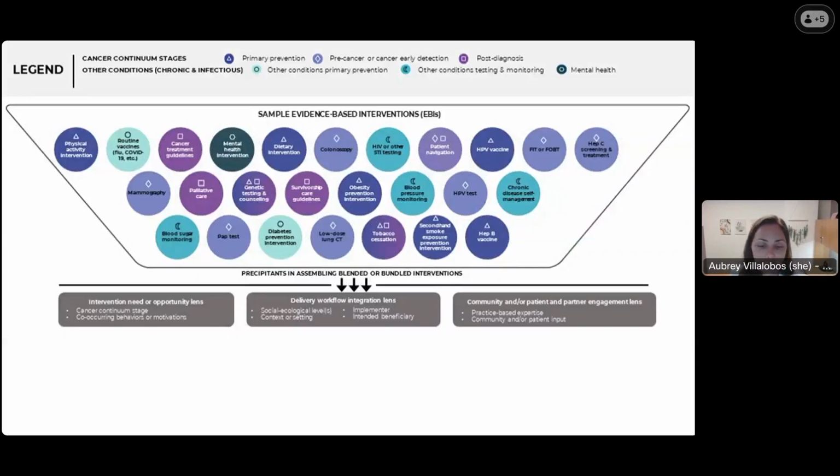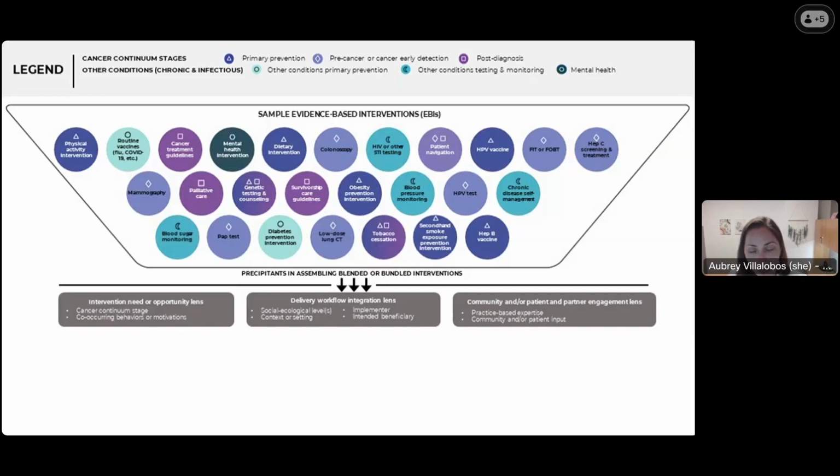So the third lens that we propose for considering interventions to integrate is through community, patient, and partner engagement. The practice-based expertise that implementers bring and input from community members and patients is really critical to challenging and validating the considerations that I've mentioned already. This information can help determine what is feasible for adopters to integrate to best meet needs and streamline workflows, as well as what may be acceptable to end users. This input will also likely be essential to determining whether to assemble a blended or bundled intervention.